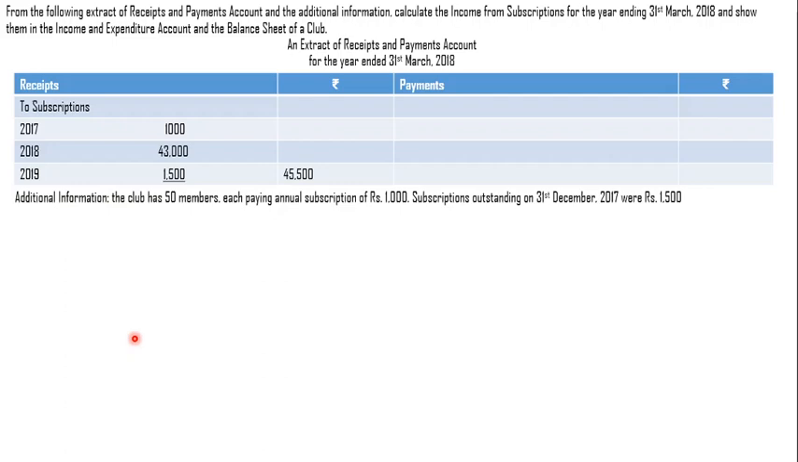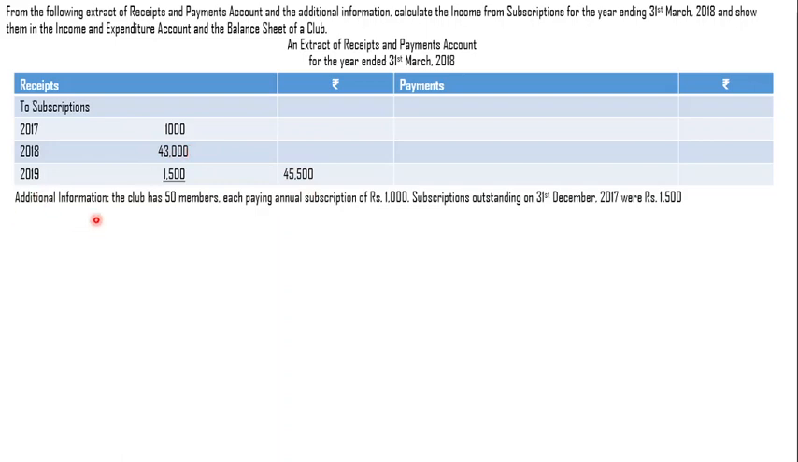So now here you have a question which says from the following extract of receipt and payment account and the additional information, calculate the income from subscriptions for the year ending 31st March 2018. Also show them in the income and expenditure account and a balance sheet. So you have to show the figures in income and expenditure and also in a balance sheet. So now you have in receipt and payment, all the figures are given separately. It's not involved. So we can take the direct current year figure.